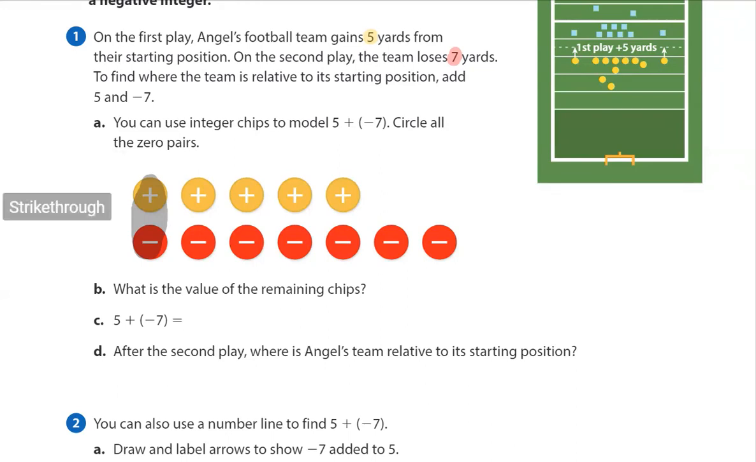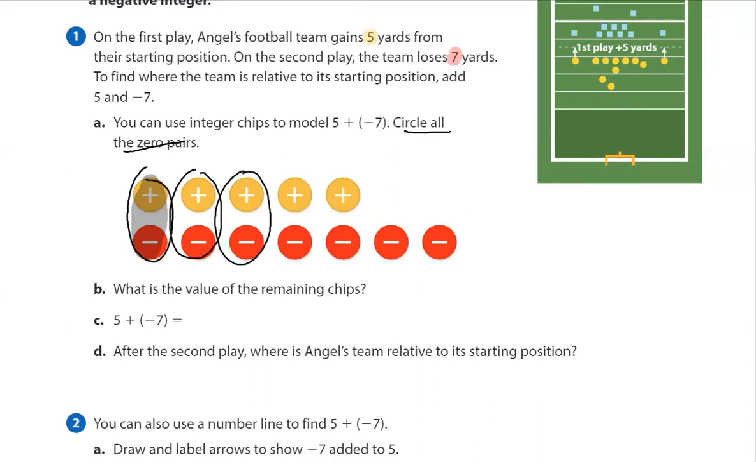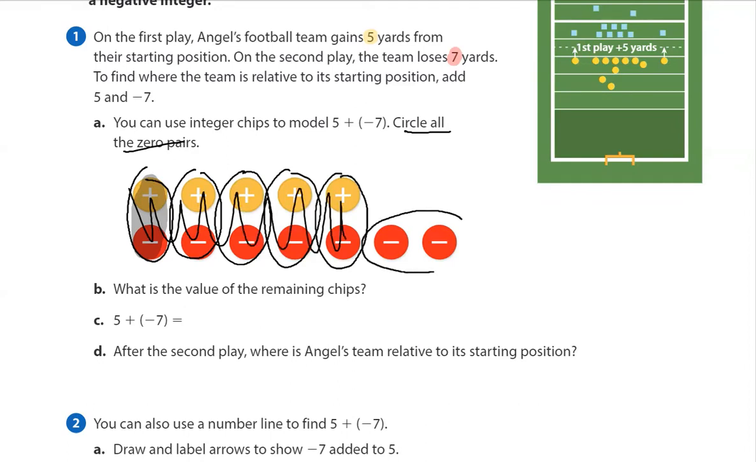It's 0. So we're circling, it says circle all the 0 pairs. So this makes 0, this makes 0, this makes 0, this makes 0, and this makes 0. 1 positive, 1 negative is 0. So all of these cancel out to zeros. What is the value of the remaining chips? -2. I have 2 negatives left.